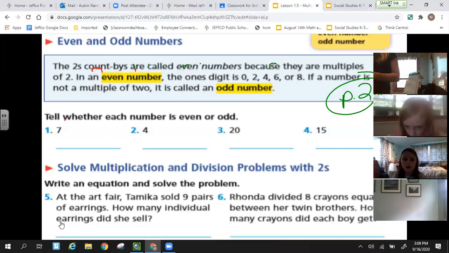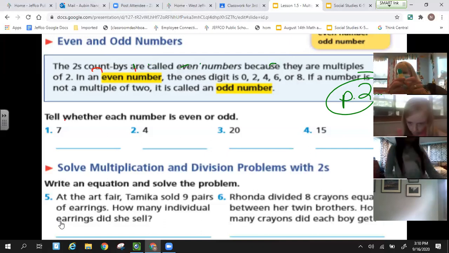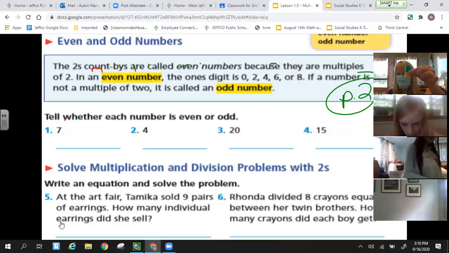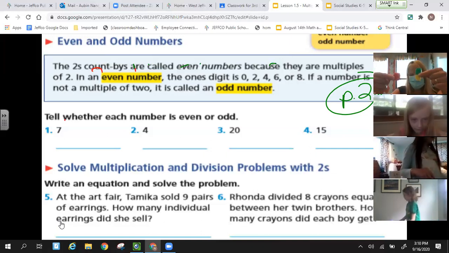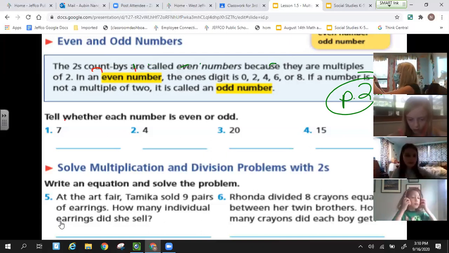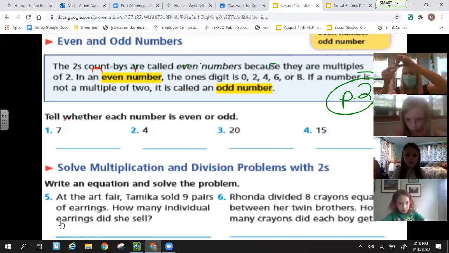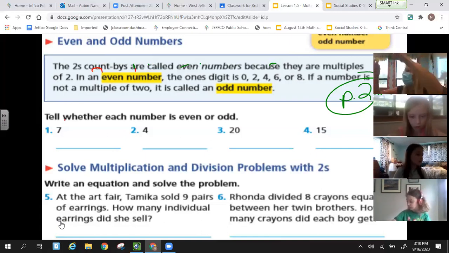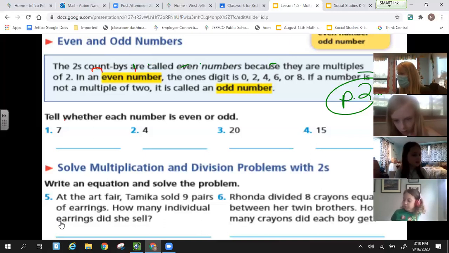Okay, and I'm going to show you guys this. If I have 3 cubes, I could give Haley 2 of them and Astria 1. That's not fair. That's an odd number, right? But if I only had 2 cubes, I could give Haley one and Astria one. That would be even, or fair. Even numbers are fair shares. Some of our numbers are not fair because they can't be broken into two equal groups.